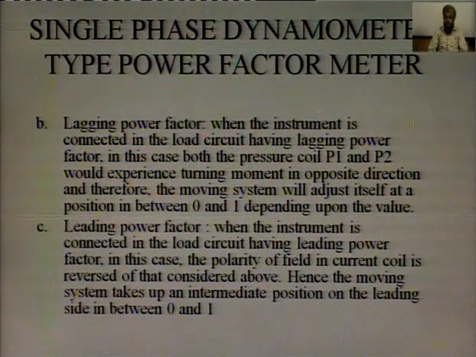At leading power factor, when the instrument is connected in a load circuit having leading power factor, the polarity of the field in the current coil is reversed from that considered above. Hence the moving system takes up an intermediate position on the leading side in between 0 and 1.